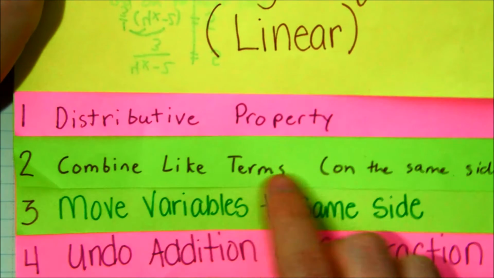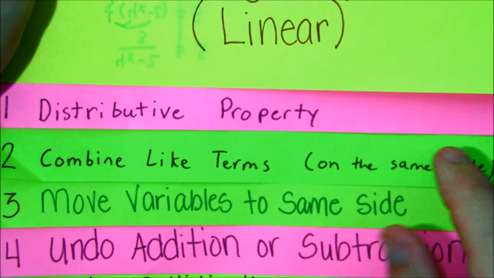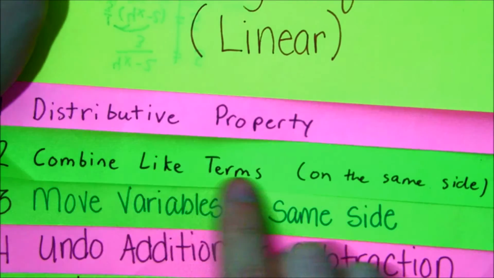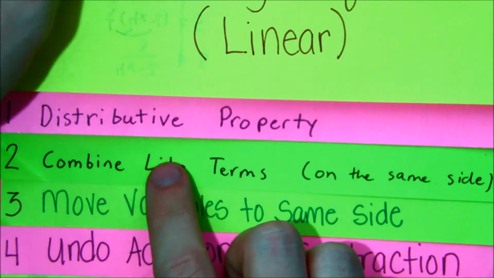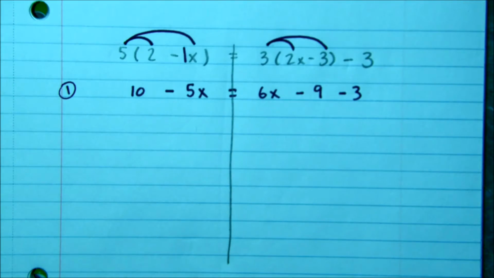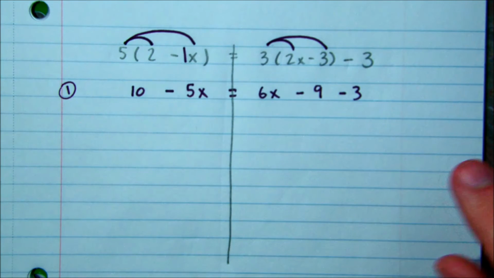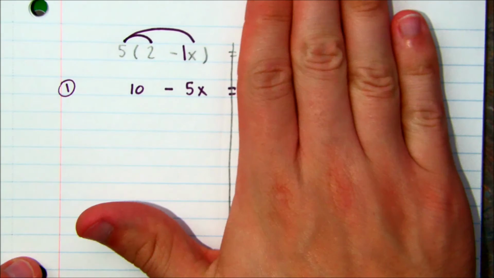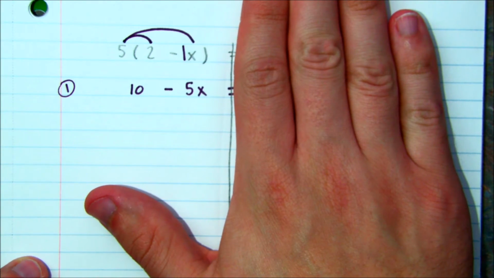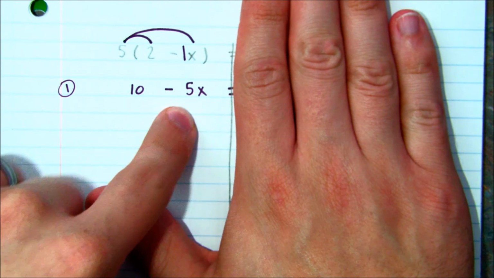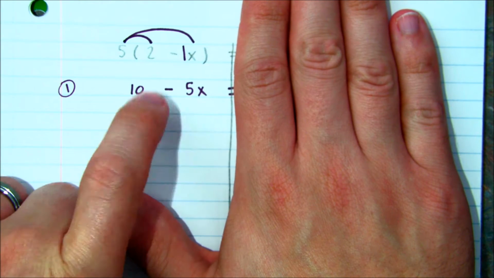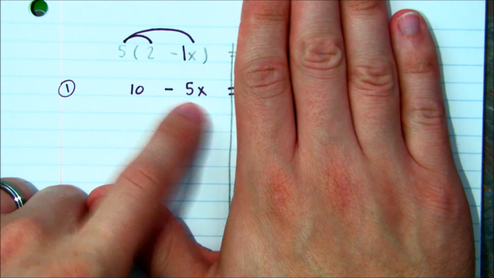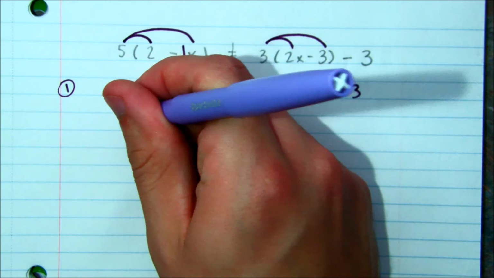Step 2 says to combine like terms on the same side. Now, in all honesty, this step, you don't have to do it. However, it makes things a little easier. It saves a little work down the road. So I'm going to start by looking at each side. On the left side, there's nothing to combine here. I've got 10 and minus 5x. This has a variable, that does not. They're not like terms. So I'm just going to write 10 minus 5x.